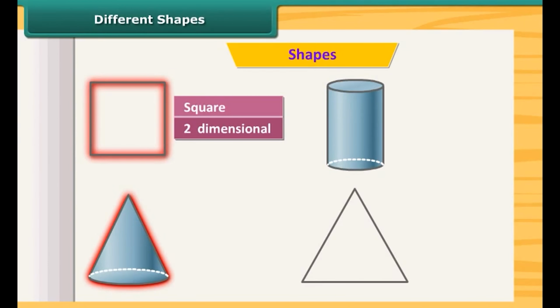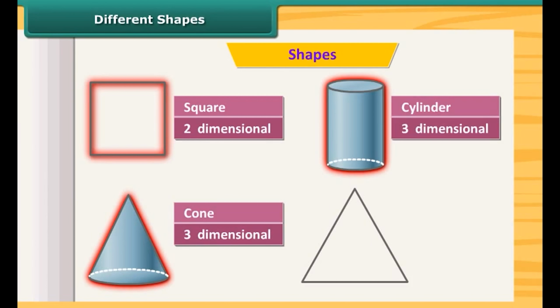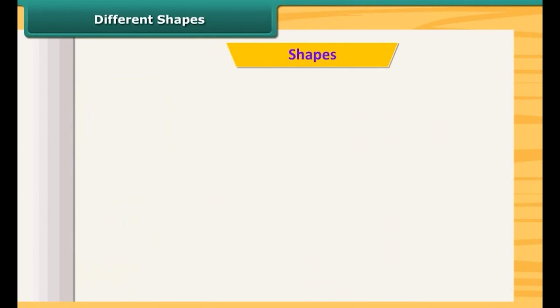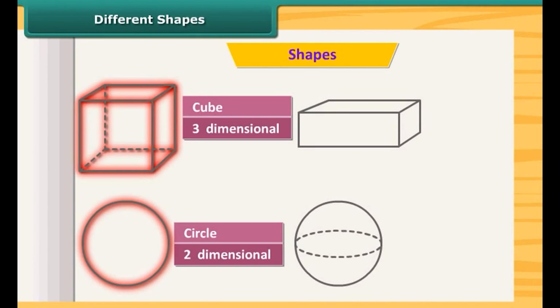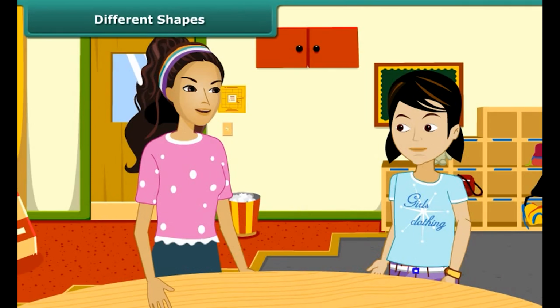This is a cone and is three-dimensional. This is a cylinder. This is also three-dimensional. This is a triangle and this is two-dimensional. Circle, two-dimensional. This is a cuboid and is three-dimensional. And this, is it a sphere? Yes, this is a sphere and is three-dimensional. Wow, Rita, you are learning so fast. Tell me more about these shapes.